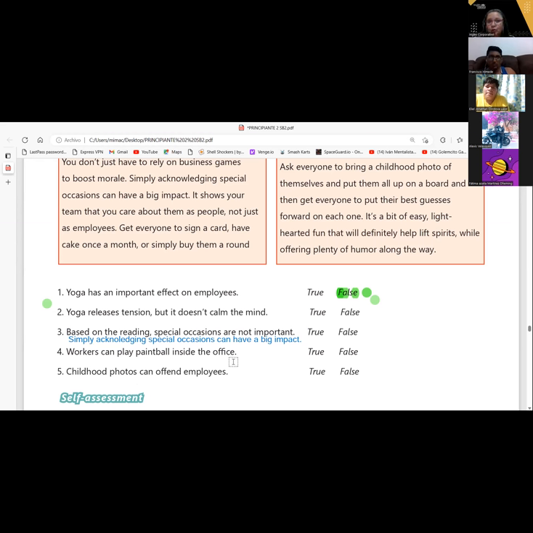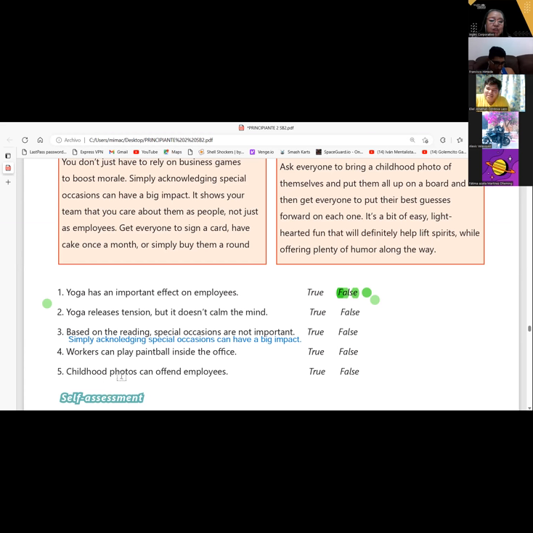True or false? False. Inside the office, no. Otherwise, it's going to be a chaos, a disaster, because they paint everywhere. And remember, it is if you are in a war field that you need to cover, because you kill people with paint. And so it is false.